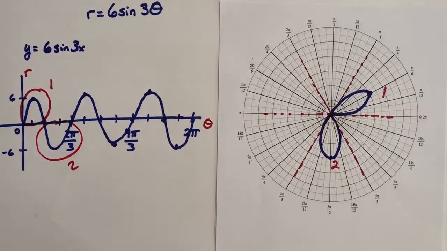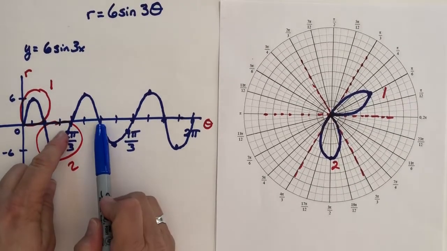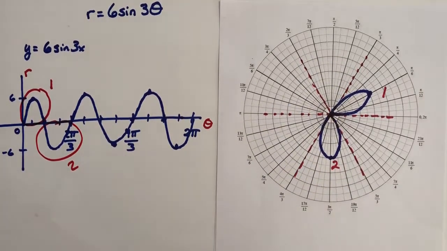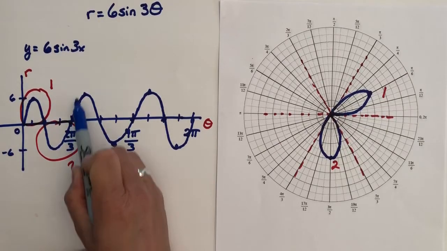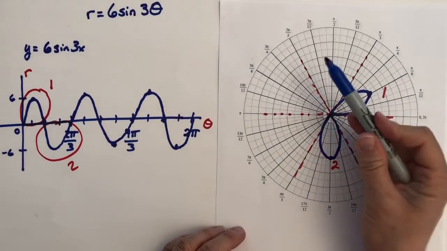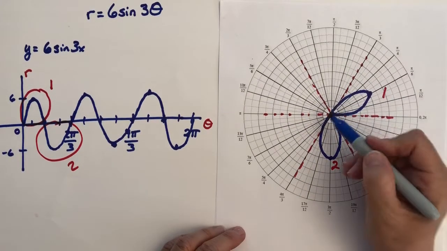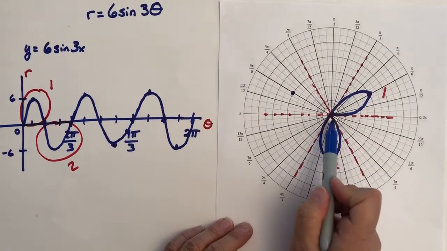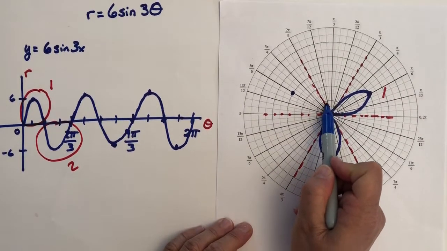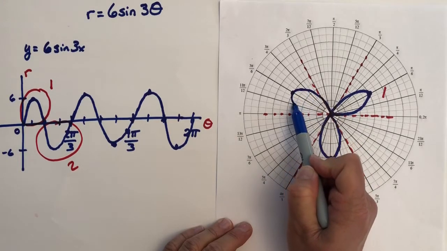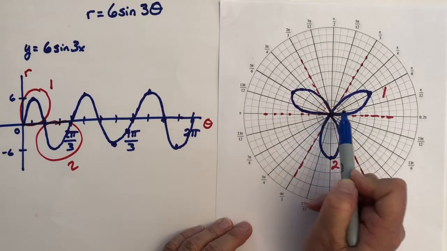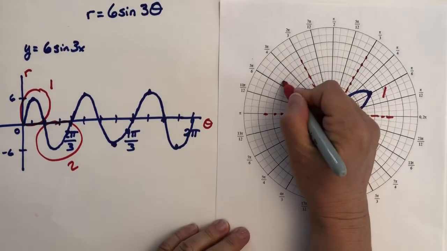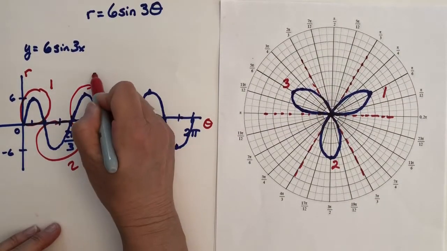Right here. Now let's move on to 2 pi over 3 to pi. I go away from the pole out to 6 and come back down. So from 2 pi over 3 to pi, I'm going to go out to 6 and come back to the pole. So here we go. And again, we're going to use those lines as our tangent lines. And it looks like this. So here is petal 3. Right here, came from this part.